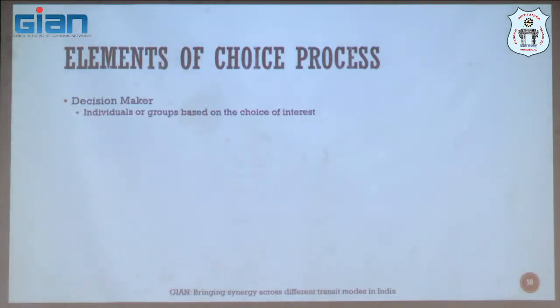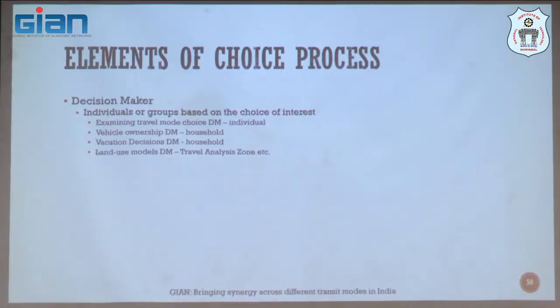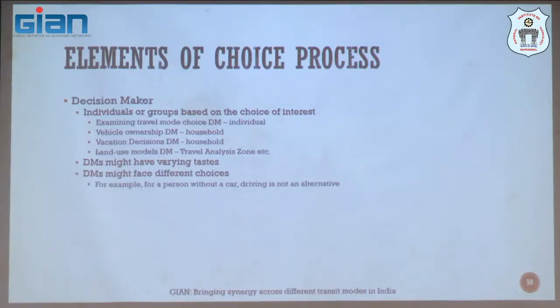So we'll start with the decision maker. I think we talked about it. There are individuals or groups. It could be travel mode choice, vehicle ownership, sometimes land use models. In this case, we're looking at how land use changes at a traffic analysis zone or travel analysis zone level. In that case, the decision maker would be the TAZ. The reason we care about decision makers is because they will have varying tastes based on their income, education, language, ethnicity, and so on. And they also face different choices. So that's why we want to know the characteristics of a decision maker.